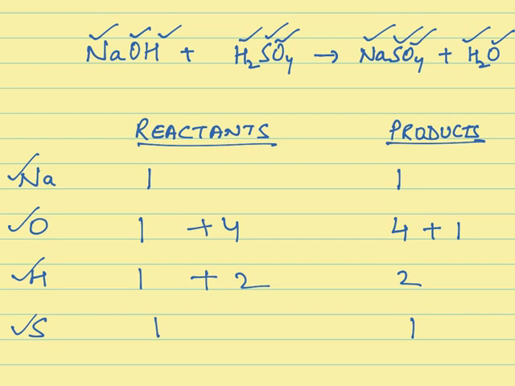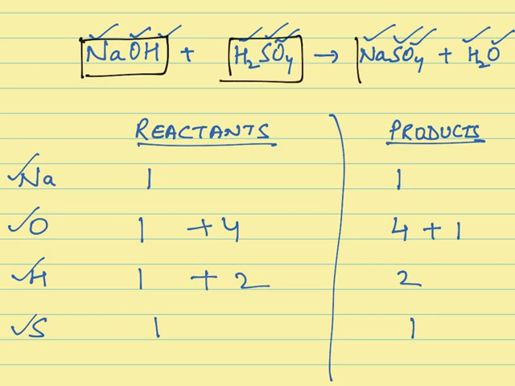We can see from this table that the number of atoms of oxygen and hydrogen are not equal on the reactant and the product side, and that's why we have to balance this equation. Then only this equation will satisfy the law of conservation of mass. After listing, the next step is to draw boxes like this around all the reactants and products that are participating in this reaction.